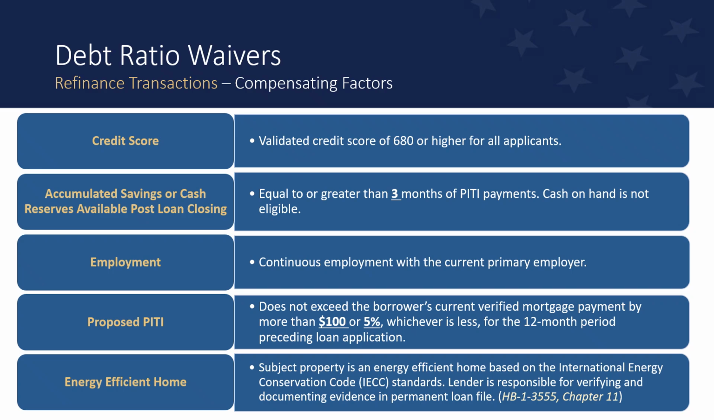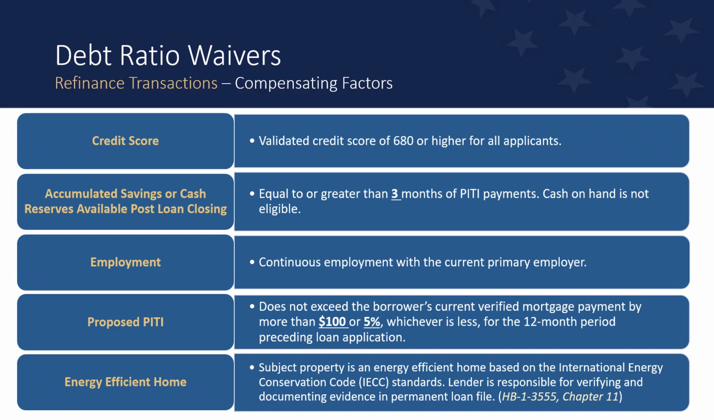The following are examples of acceptable compensating factors for debt ratio waiver requests for refinance transactions. A validated credit score of 680 or higher for all applicants. The proposed PITI does not exceed the borrower's current verified mortgage payment by more than $100 or 5%, whichever is less, for the 12-month period preceding loan application. Accumulated savings or cash reserves available post-closing are equal to or greater than 3 months of the proposed PITI payment. Cash on hand is not eligible for consideration as a compensating factor.